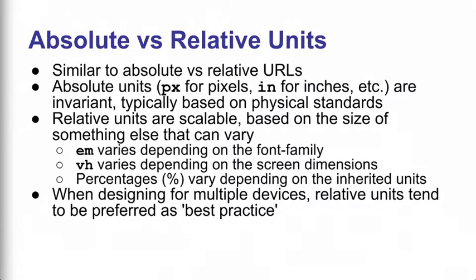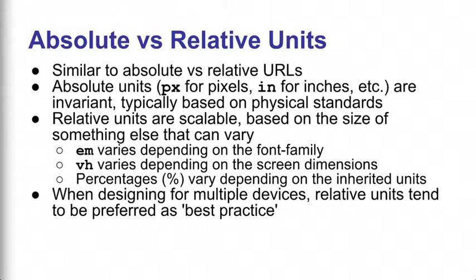When talking about measures, it's important to keep in mind the distinction between absolute units and relative units. Absolute units are based on some sort of physical quantity that doesn't change. Examples are the px used to count pixels and the in used for inches. Relative units are variable, scaling based on the size of something else.